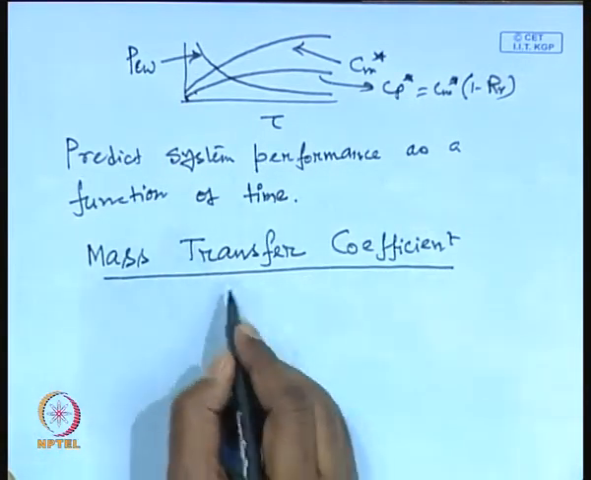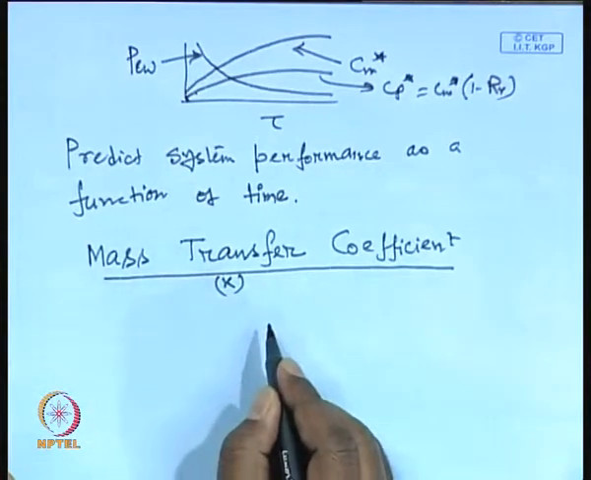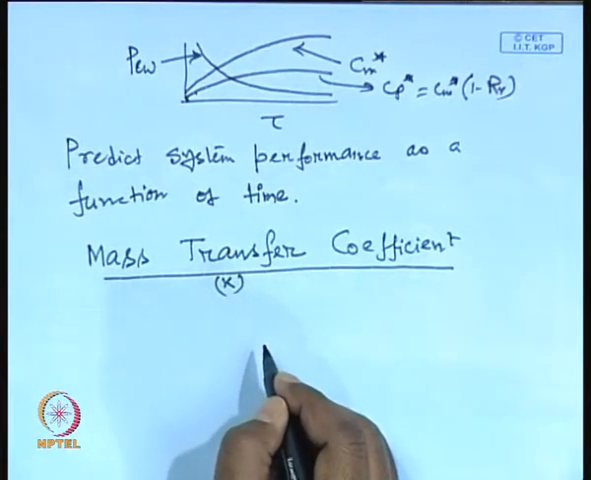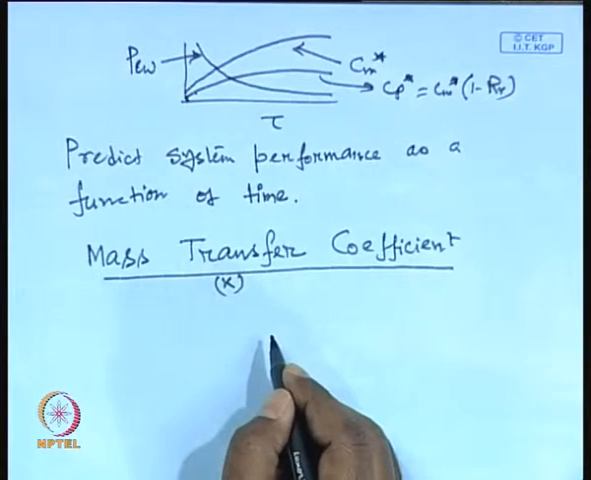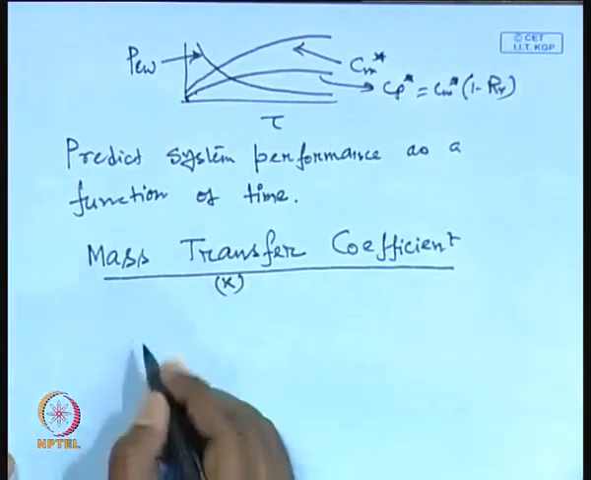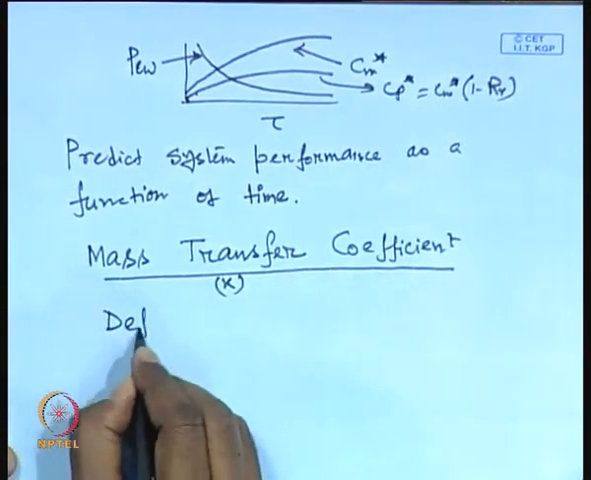Now this mass transfer coefficient K is a vital parameter as far as the design of any chemical engineering system is concerned, where the mass transfer is involved. So, we start with the definition of mass transfer coefficient.